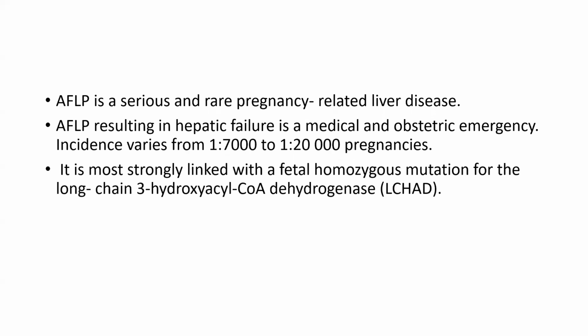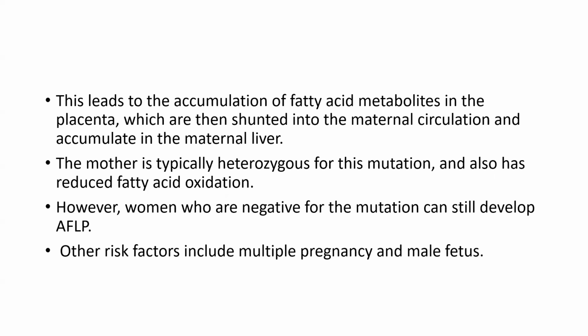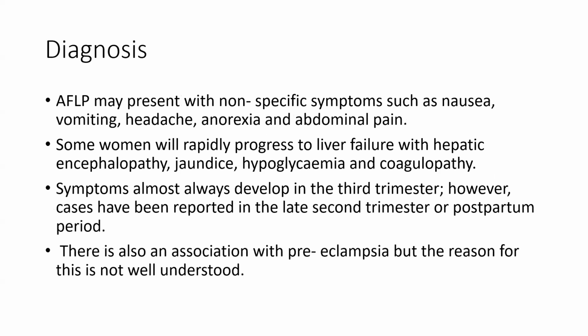It is most strongly linked to the fetal homozygous mutation for long-chain 3-hydroxyacyl coenzyme A dehydrogenase. This leads to the accumulation of fatty acid metabolites in the placenta, which are then shunted into the maternal circulation and accumulate in the maternal liver. The mother is typically heterozygous for this mutation and also has reduced fatty acid oxidation. However, women who are negative for the mutation can still develop acute fatty liver of pregnancy. Other risk factors include multiple pregnancy and male fetus.